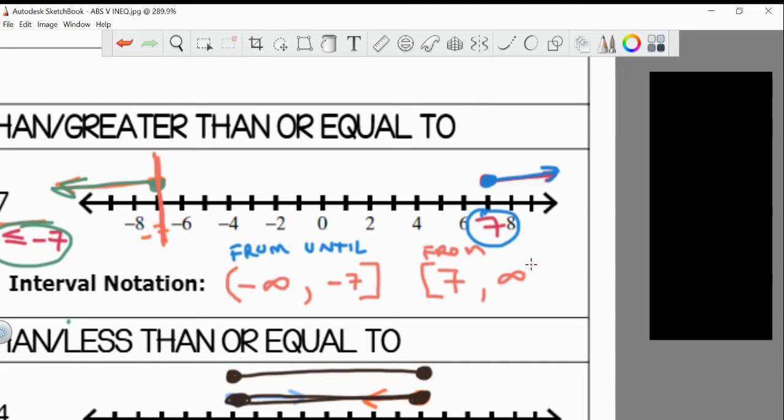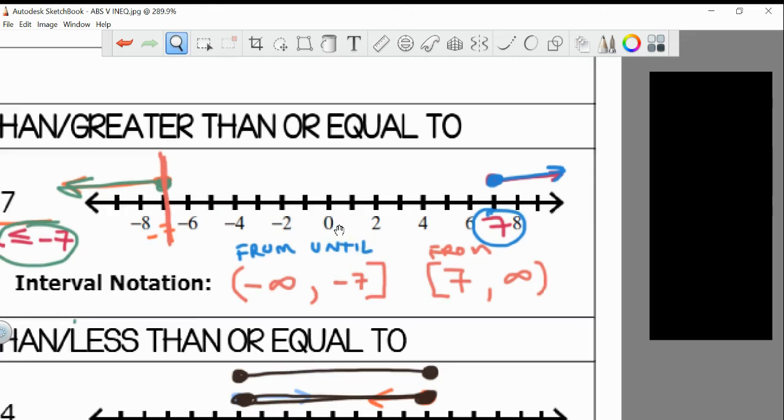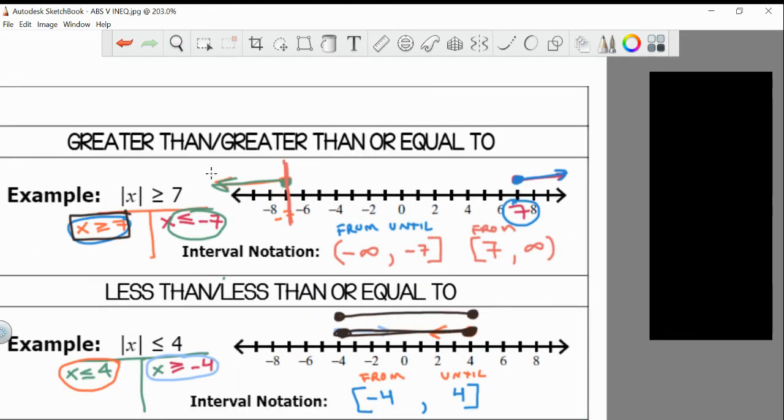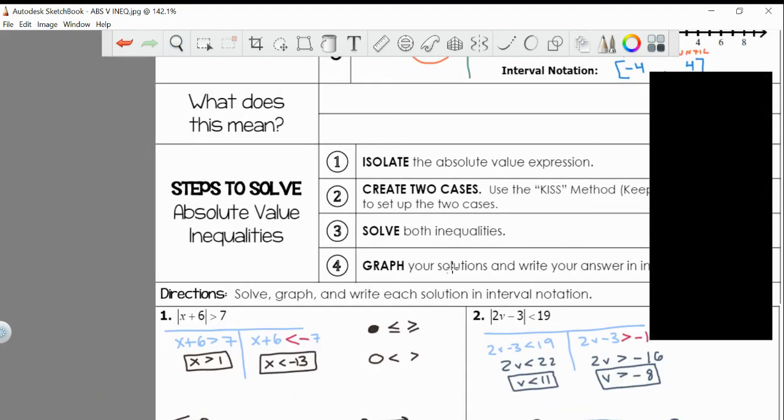Bracket or parentheses over here? Parentheses. Now, this seems super complicated, okay? Parentheses, negative infinity, comma, negative 7, bracket, 7, comma, positive infinity. It seems like, wow, this is crazy. Every time that your arrows go in opposite directions, it looks exactly like this, okay? So it's one of those things where the first time you see it, it seems wild. But if you actually do like 3 of these questions in a row, it becomes pretty easy.